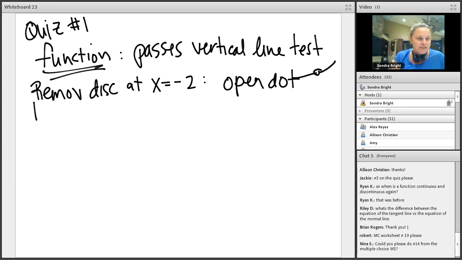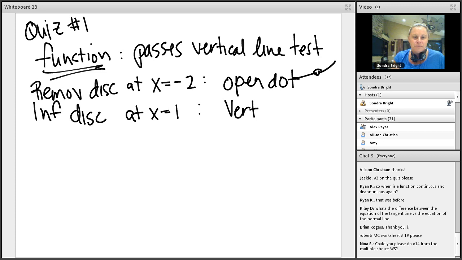An infinite discontinuity at x equals 1 means that you should have a vertical asymptote, which means your graph does not cross it, right? You shall not cross that vertical asymptote. And your graph should not touch that either. You don't touch that asymptote at all.